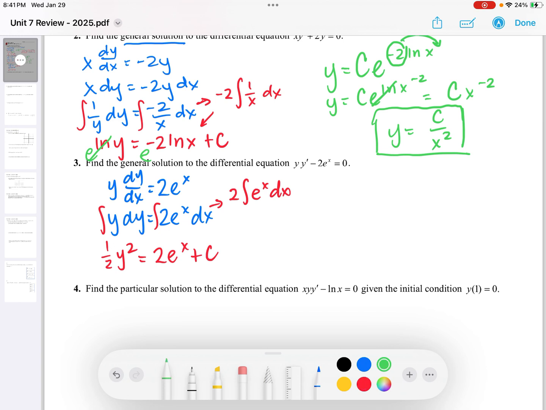Solve for y. There's just one y here. So in this case, I'm just going to multiply everything by 2 so that I have y squared equals 4e to the x plus c. This would be an acceptable answer, or we could go plus or minus the square root of 4e to the x plus c. Just make sure your plus c is underneath that square root.